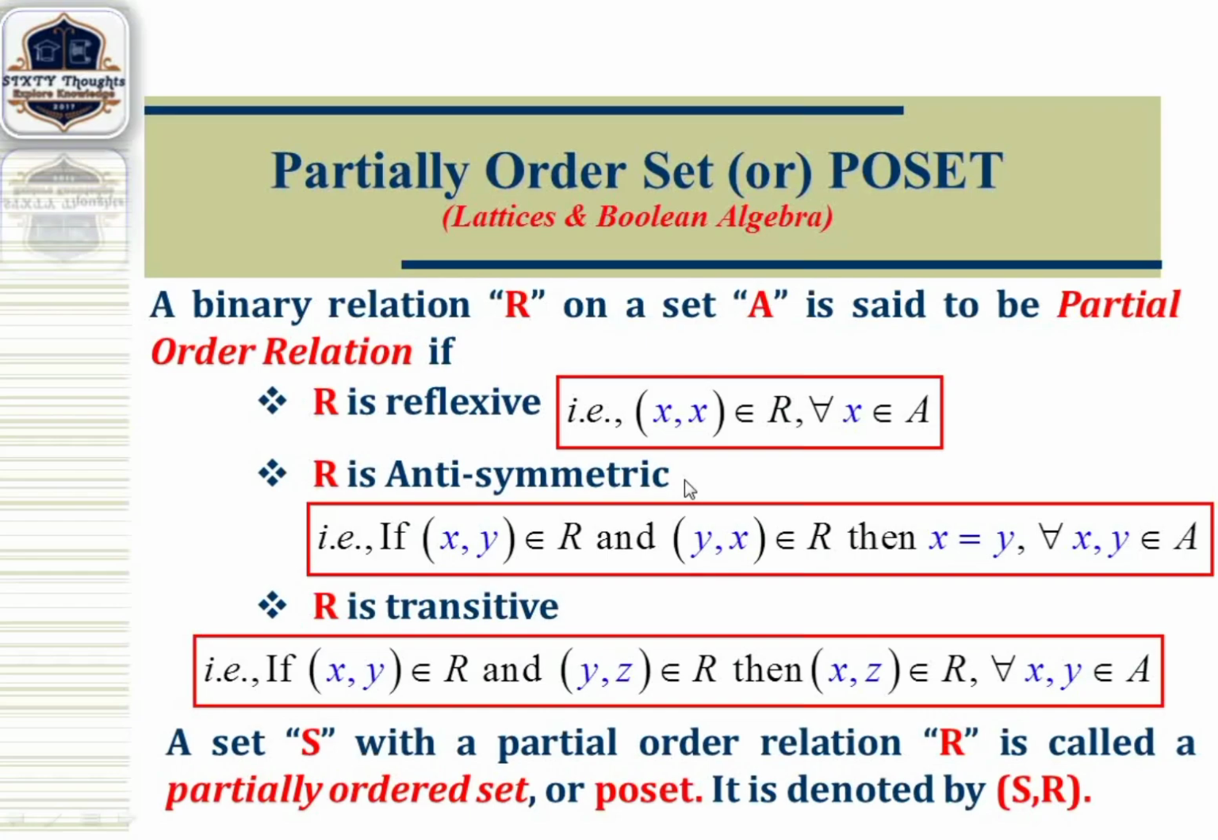Otherwise, they give some mathematical symbol also. Once you write it in the form (S, R), which means what? The (S, R) form is called a partially ordered set. What is a partially ordered set? A given set either S or A with the partial order relation, which means it satisfies these three conditions, then the set is called an ordered set and it is denoted by (S, R).